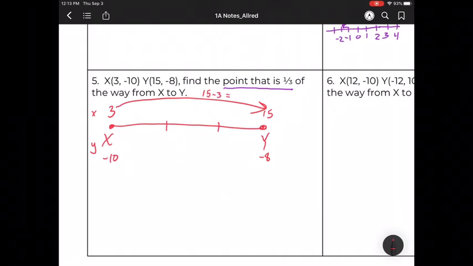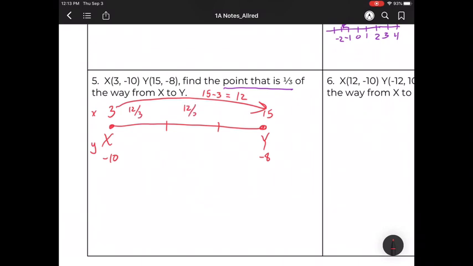To find that distance, the easiest way to do that is actually to subtract big minus little. 15 minus 3 is a total distance of 12. So that x distance from the x coordinates is 12 apart. Horizontally, these points would be 12 units apart. So I'm going to take that 12 and split it into thirds.